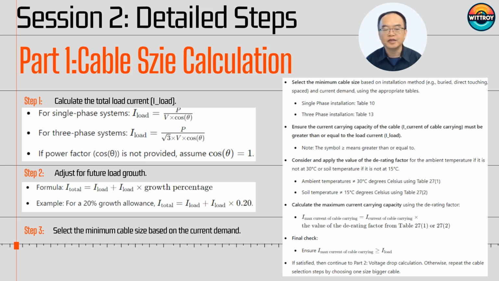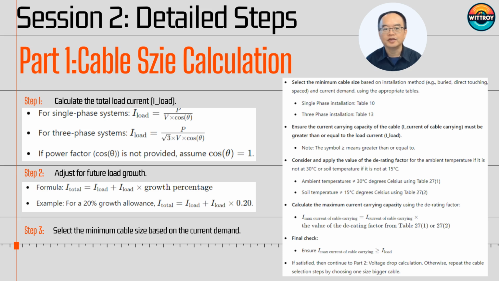Step 3. Select the minimum cable size based on the current demand. Select the minimum cable size based on the installation method, such as buried, direct touching, or spaced, and the current demand. Use the appropriate tables: Table 10 for single-phase installations and Table 13 for three-phase installations. Ensure that the current carrying capacity of the cable is greater than or equal to the load current. Remember, greater than or equal to means the current carrying capacity must be at least as large as the load current.